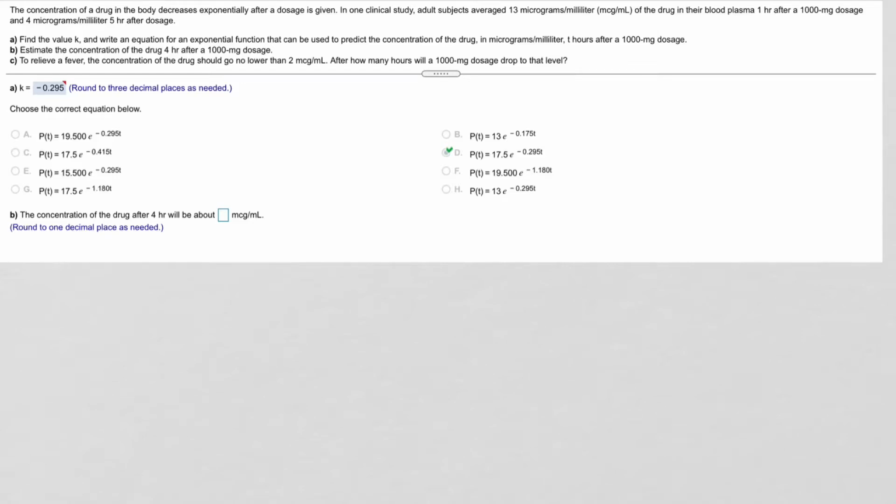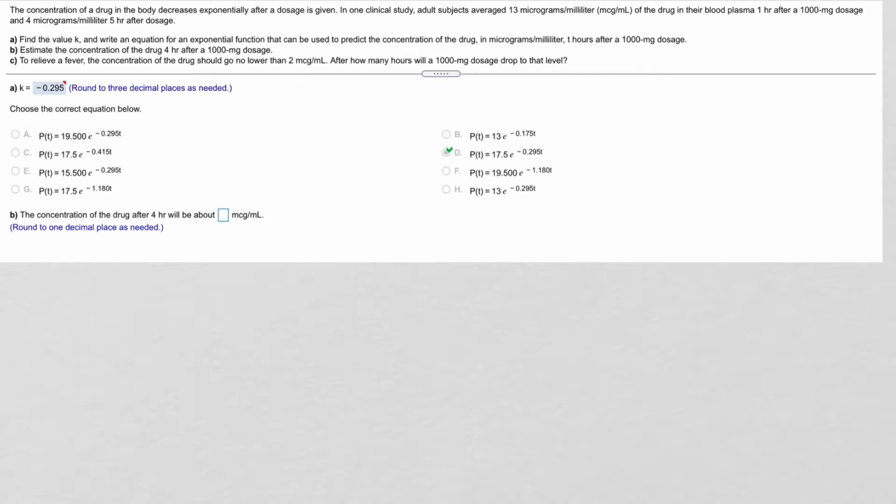In this problem, they tell us that the concentration of a drug in the body decreases exponentially after a dosage is given. In one clinical study, adult subjects averaged 13 micrograms per milliliter of the drug in their blood plasma 1 hour after a 1,000 milligram dosage, and 4 micrograms per milliliter 5 hours after that same dosage. So we want to find the value of k and write an equation for an exponential function that can be used to predict the concentration of the drug.